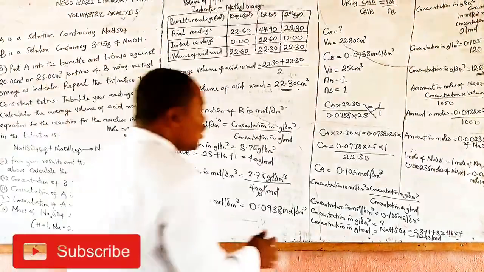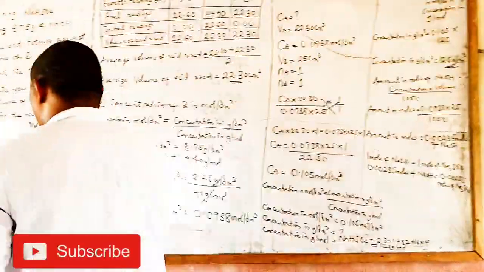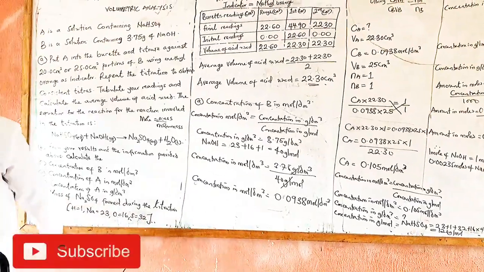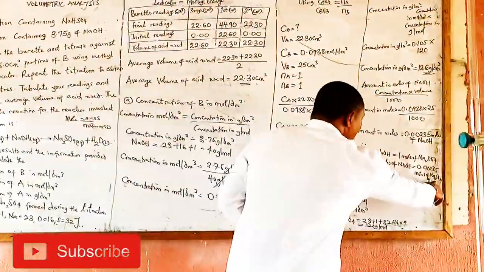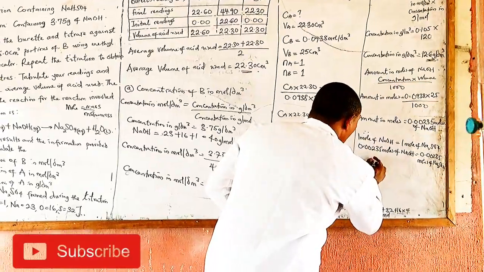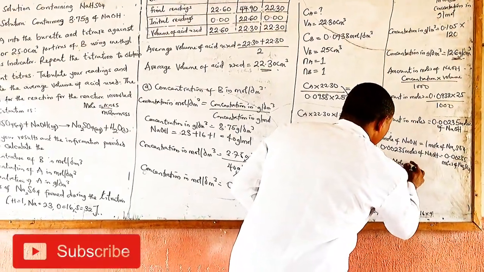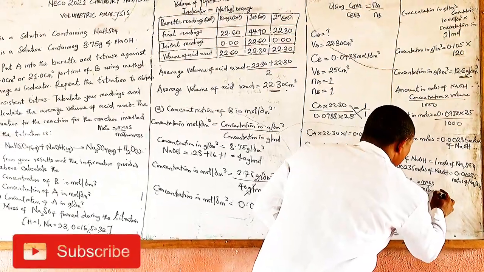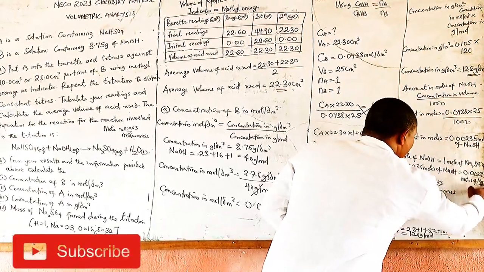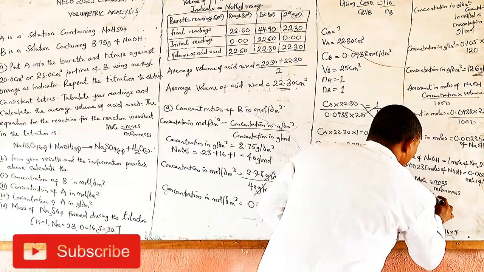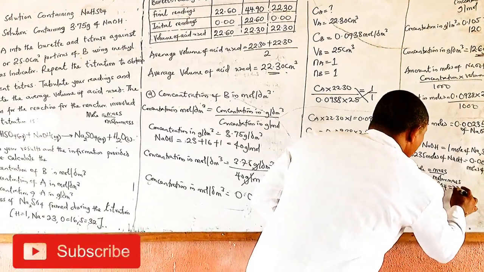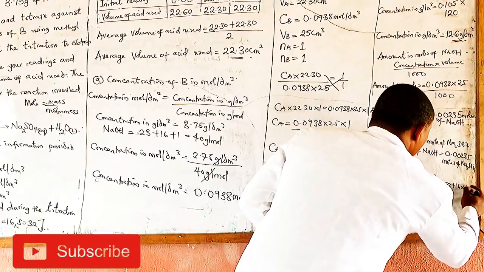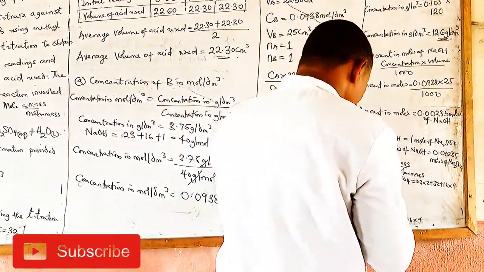Very, very important. If this equals this, they are not saying we should get the mole. Don't forget, they asked us to calculate the mass now. Because we are getting the mole now, you know that mole is mass over molar mass. So the molar mass of this, that's Na2SO4, will be 23 times 2 plus 32 plus 16 times 4. So we can calculate that.